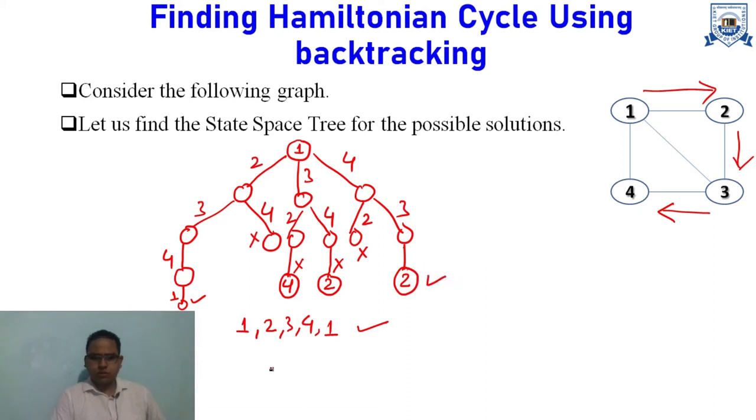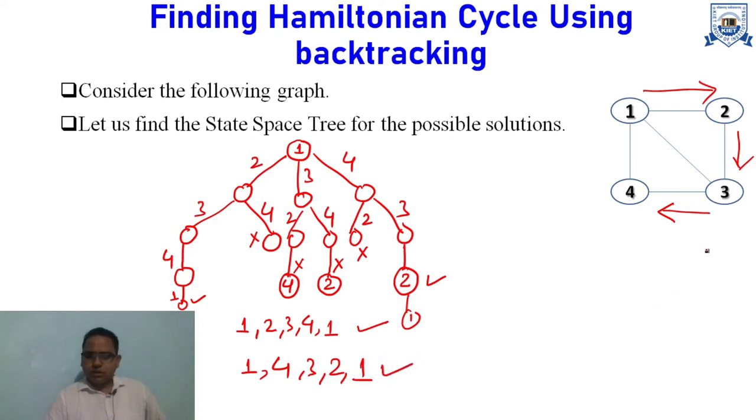So what is our second solution? Starting from 1, we traverse 4, then we traverse 3, then we traverse 2, then we traverse 1, because from 2 you can see we have the edge to 1 also. That's why we got this Hamiltonian cycle.